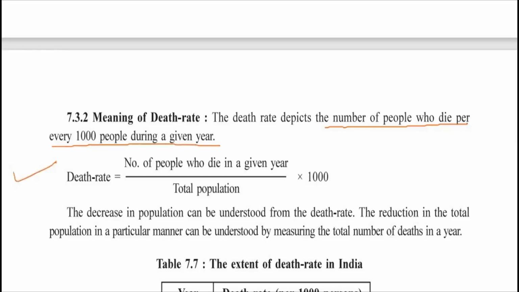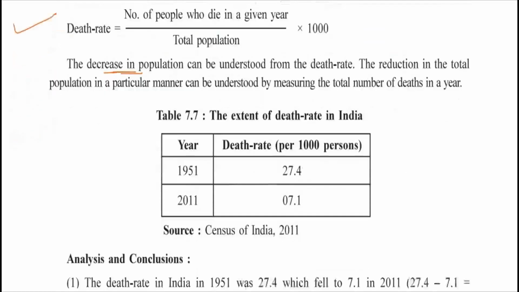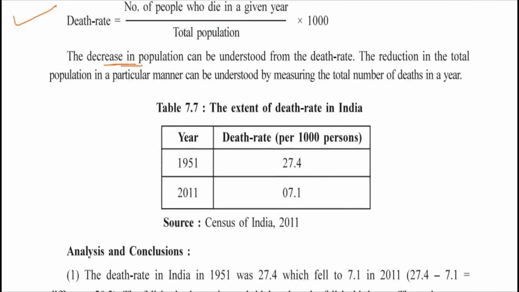So death rate is the number of people who died in a given year, multiplied by 1,000, divided by the total population. So the decrease in population can be understood by the death rate. If we look at the death rate of India, in 1951 it was 27.4 people per 1,000 population. In 2011 it has gone to only 7 people per 1,000 population.